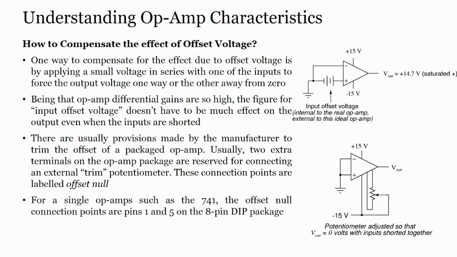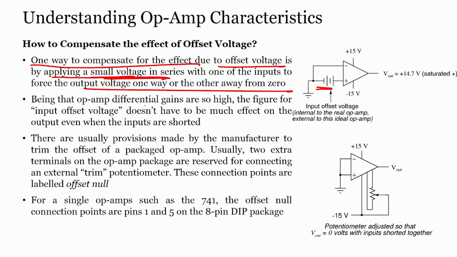To do that, one way to compensate for the effect due to the offset voltage is by applying a small voltage in series with one of the inputs to force the output voltage to become 0, right. This is one way of offsetting the voltage.